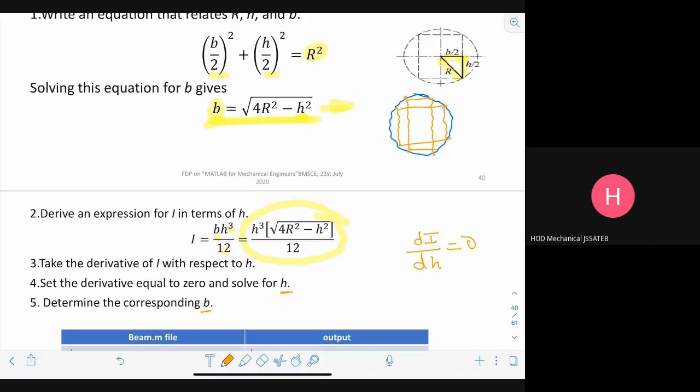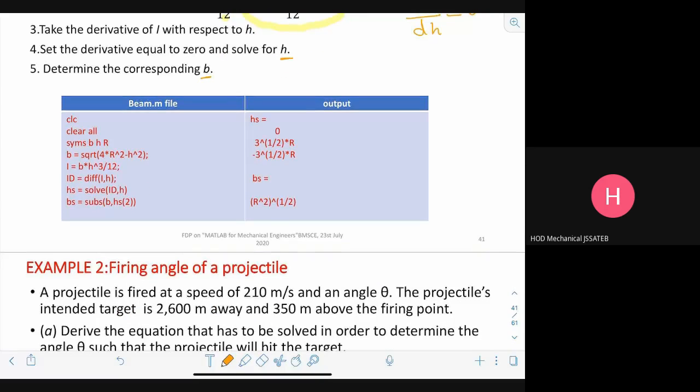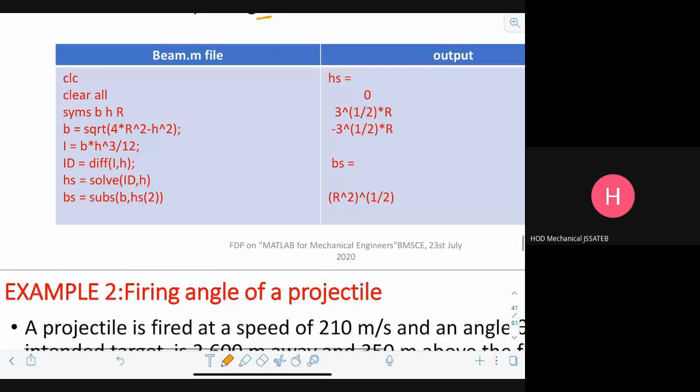Therefore, I just pasted this program and the corresponding output. I would like to give some time to those who want to try. I put the code in the WhatsApp group itself, so you can just try to look into this. What is it that we did in this particular problem? You just paste this code. I told you clear and clear all is very, very important.